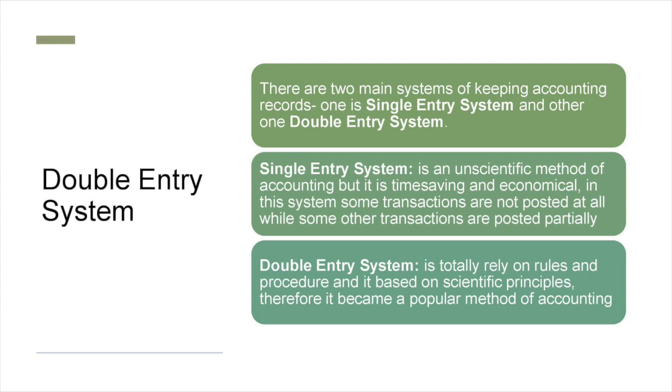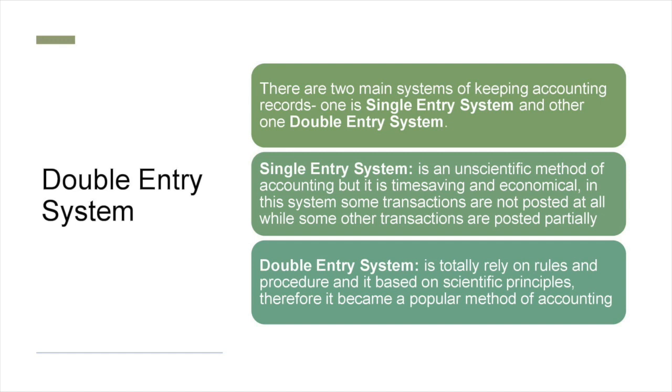So, like I said previously, accounting is an art of recording, classifying, and summarizing the transactions of financial nature, which are measurable in terms of money. And it is also used for interpreting the results thereof. So, there are two methods for accounting, which are the single entry system and the double entry system. Generally we use the double entry system because it is better for accounting purposes. The single entry system is an unscientific method of accounting, but it is time saving and economical.